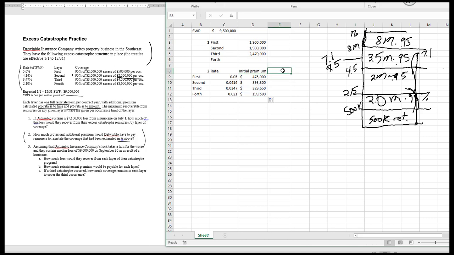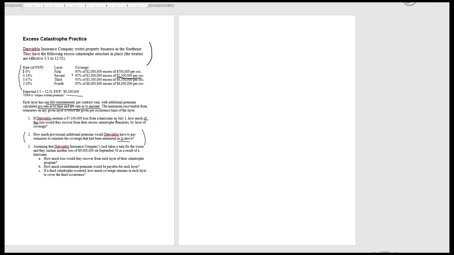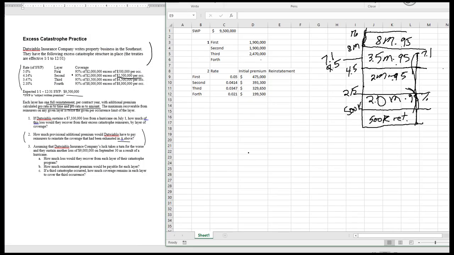So now we want to calculate the reinstatement premium. The problem says that each additional premium is calculated pro rata as to time and pro rata as to amount. The $7.1 million loss from the hurricane occurred on July 1st, so that would be 6 months into the contract with a 1/1 to 12/31 contract period. Because 6 months has expired and there's still 6 months remaining in the contract, it's half. So we multiply the initial premium by 50% to make it pro rata as to time.